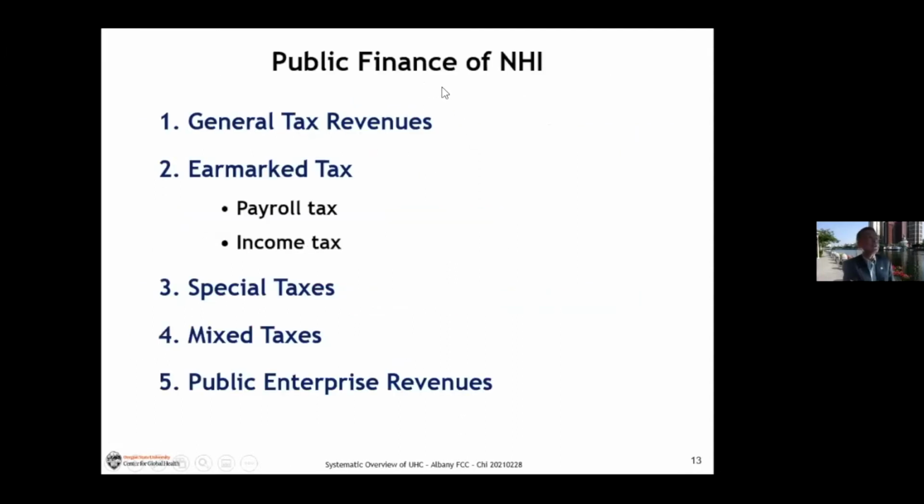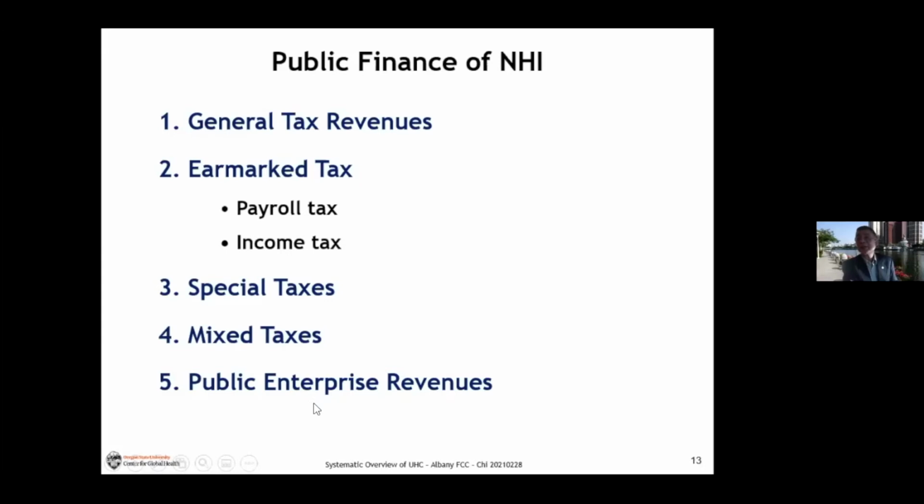Let me focus a little bit on the public finance of national health insurance, universal health care. So the general tax revenue is one common source, such as our Medicaid. And our Medicare is also partially financed by general tax revenue. The earmarked tax, our Medicare is financed through the payroll tax. Many countries' national health insurance also use this form, the payroll tax. But Canada's national health insurance is largely financed through general tax revenue. And then some countries also supplement with special taxes. And the mixed tax, meaning a mix of many types of taxes together.